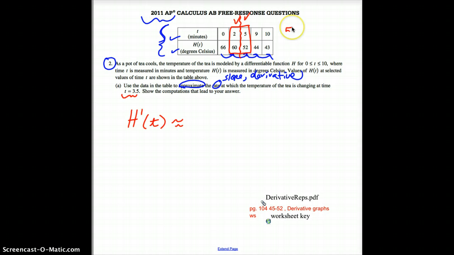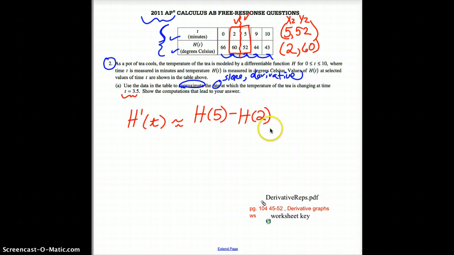And at 5 there are 52. We'd call that our x2, y2, if you were thinking of it more in an algebraic sense. And then at 2, I was at 60. And we would call that our x1, y1, etc. Anyway, so I need to do h of 5 minus h of 2. Really what I'm just saying is y minus y over x minus x. Or if I'm thinking of it in an algebra context, it fell 8 over the course of 3 minutes.